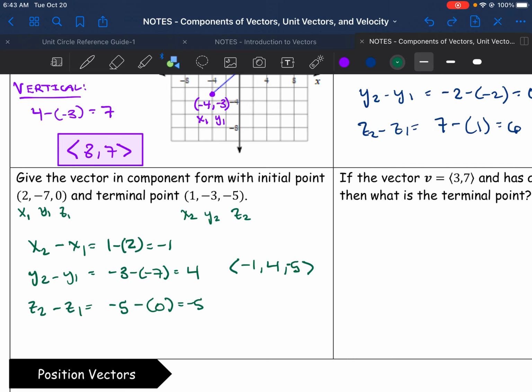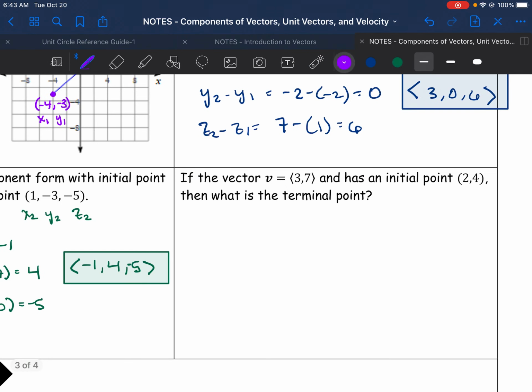And notice when I'm saying component form, once you find your components, component form is where we have these pointy brackets that we talked about in the previous video that signify that we're working with a vector.